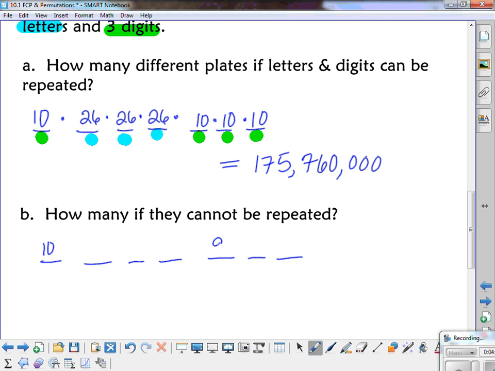Only 9. Now I've used another one up. How many are left? 8. Now I used another one. How many are left? 7. Okay? And then for my letters, when I first start out, I haven't used any. I've got 26 to choose from. But now I used one, so how many are left? 25. And then 24. So now you multiply those together and you find out how many combinations you can make without any repetitions.